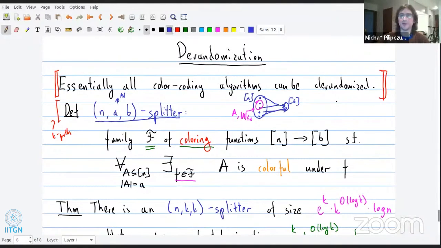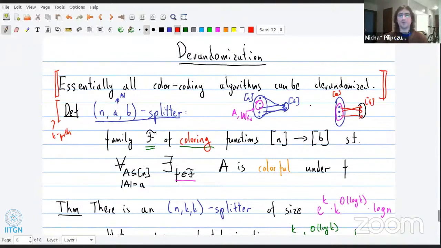Maybe I can draw it anew. If here are my vertices of A, in the function in my splitter, they should be mapped to pairwise different elements in my smaller universe b. So for every small subset of the universe n, there is some function in the splitter that makes this subset colorful. And observe that this is exactly what we wanted when doing color coding for k-path. We wanted the property that for every k-path, so more generally for every subset of k vertices, there exists some coloring such that this k-path is colorful under this coloring.